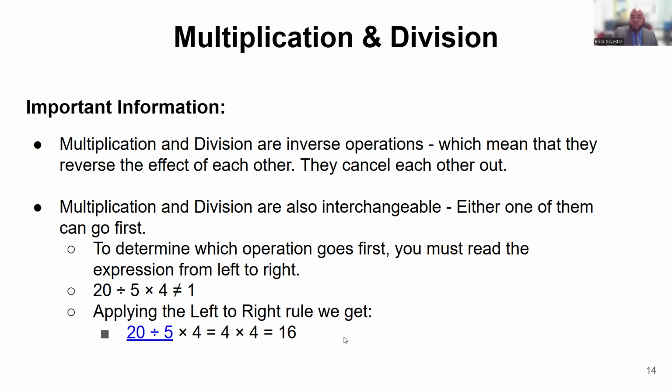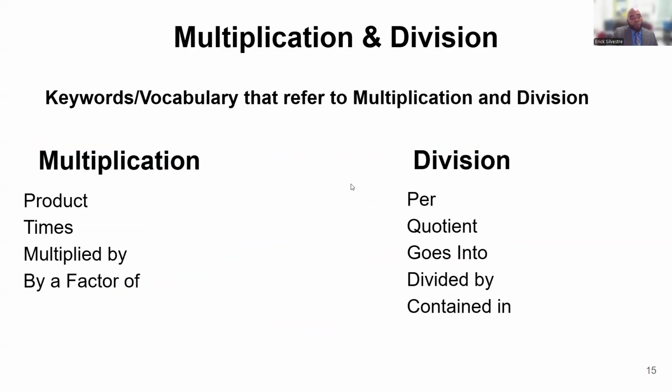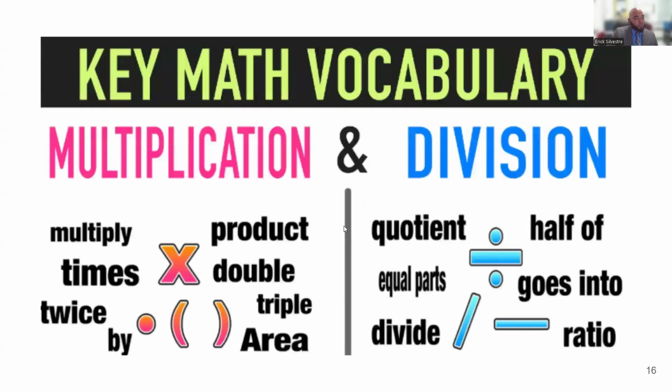That is the missing link in PEMDAS. That is what some explanations do not show you, that you have to look at those 4 operations as interchangeable, and you have to look at left to right when you're dealing with them. Some keywords for multiplication: you have product, times, multiply by, or by a factor of. And for division, you have per, quotient, goes into, divided by, contained in. So these are some keywords that are going to help you when we start unpacking word problems. This is just a map for you to see the different operations.